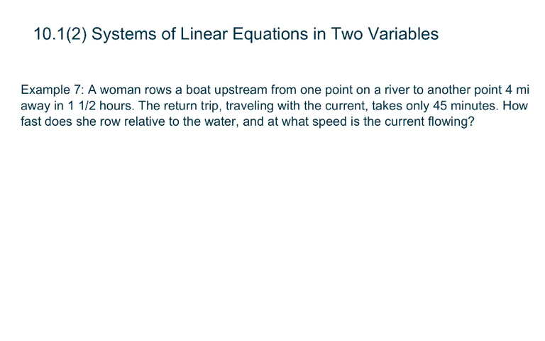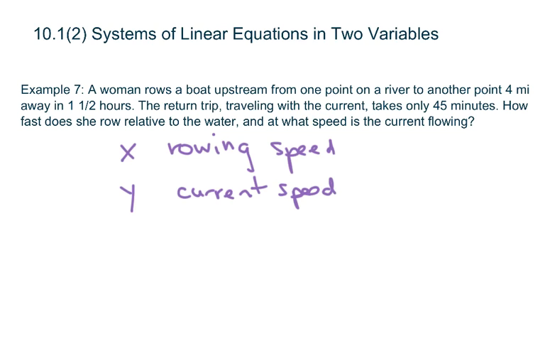When you're given an application problem, the first thing you have to do is identify your variables. You can call all your variables x and y if you want. However, you have to identify what x and y represent. So we're going to call x her rowing speed, because that's one of the things that we want to find. So we'll call y the current speed. Because we want to find a speed, this is kind of alluding to the fact that you should be using distance equals rate times time. Because we want to find the rate, we know the time, and we know the distance.